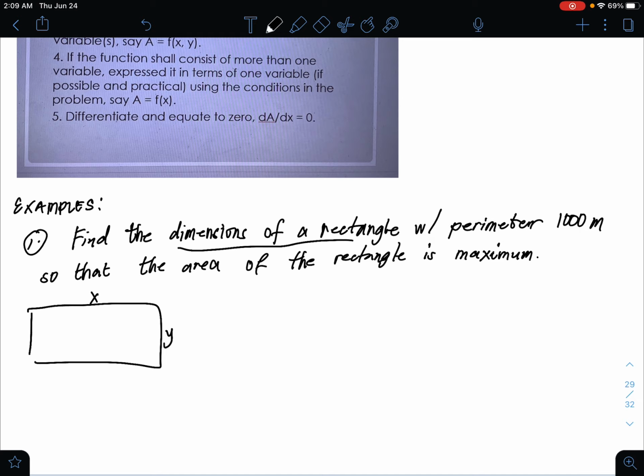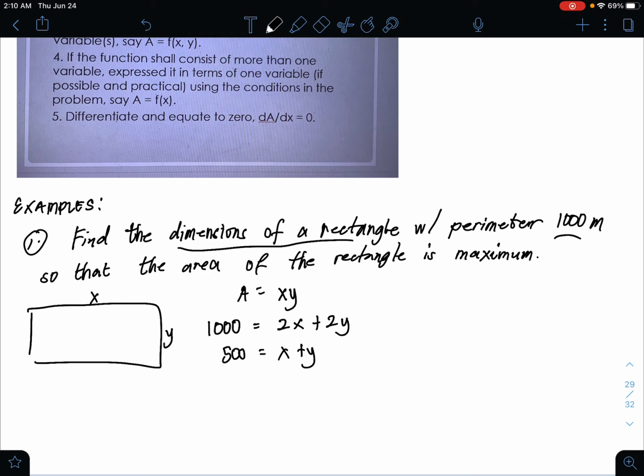Para mas easier atong pag-differentiate since we are using daily sa mathematics or sa calculus ang x and y na function. So, the formula of the area of a rectangle is length times width or xy. And then we have the perimeter as 1000 meters given siya. And we know that the formula for the perimeter is 1000 is equal to 2 times length plus 2 times width, right? So that's the formula of the perimeter. P is equal to 2L plus 2W. Therefore, we can simplify this equation.